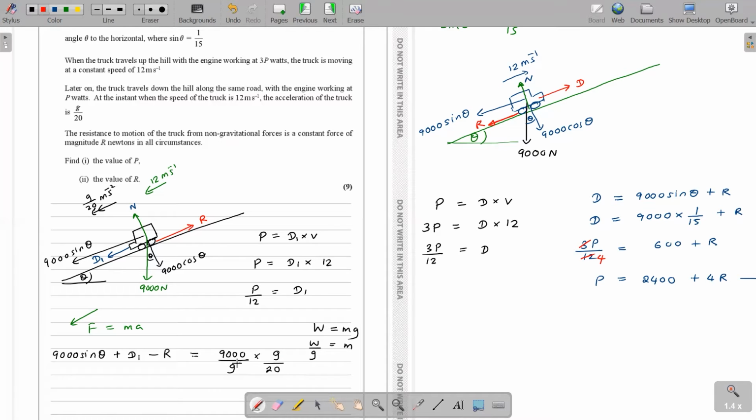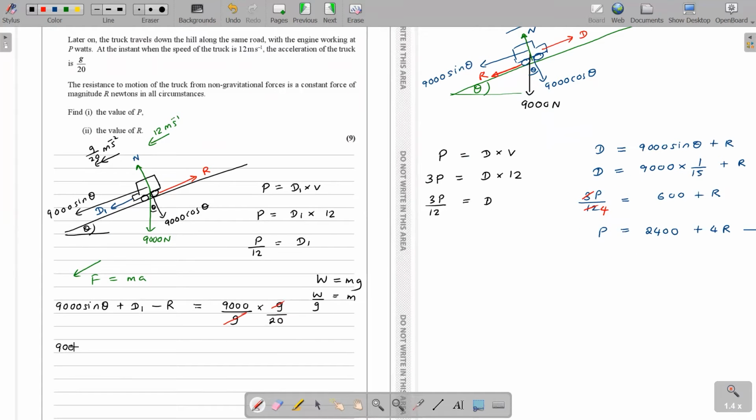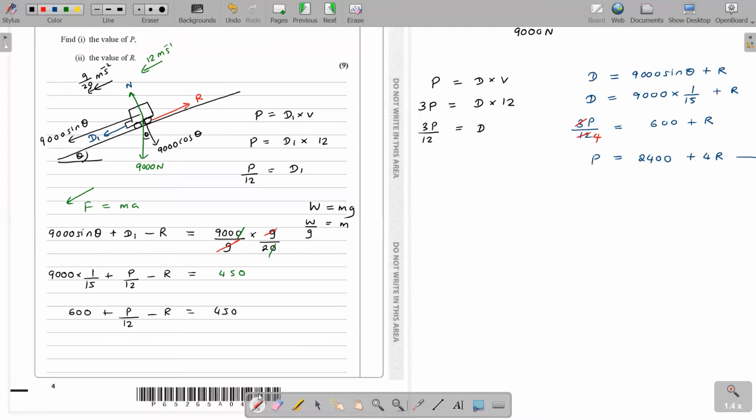So now I'm getting another equation. Shall we replace the D1 also? 9,000 sin theta is 1 over 15, plus D1 is P over 12, minus R equals 9,000 over 20. How much is that? Can you all simplify? 450. 9,000 divided by 15 is 600. So 600 plus P over 12 minus R equals 450. Keep on simplifying and make another equation.